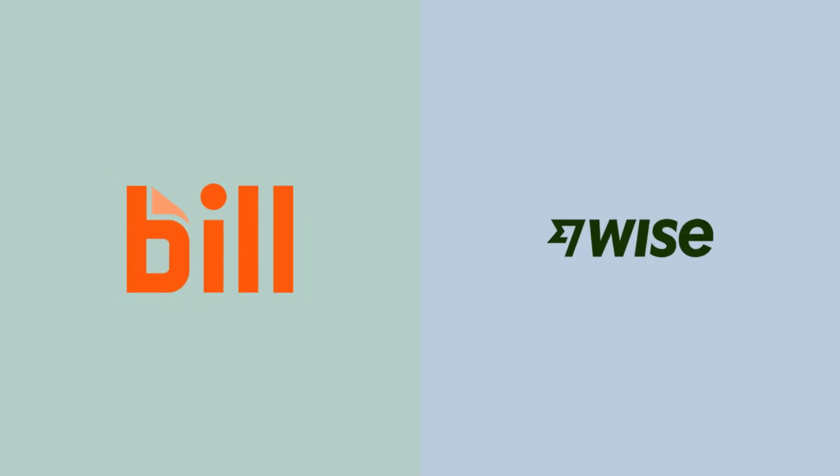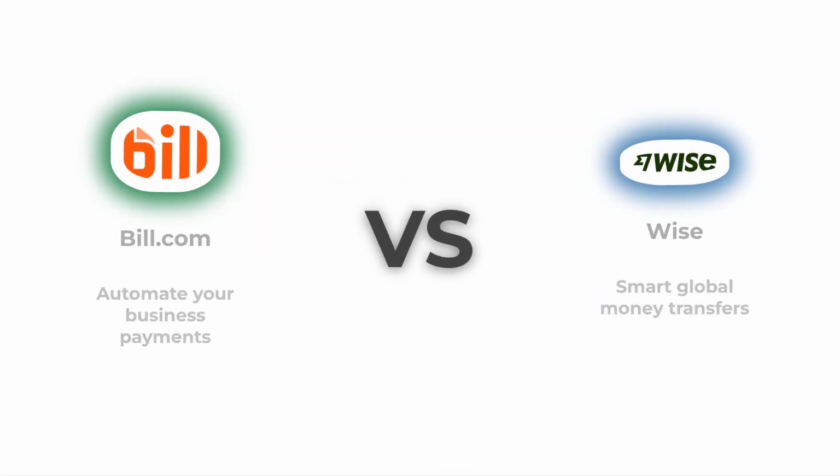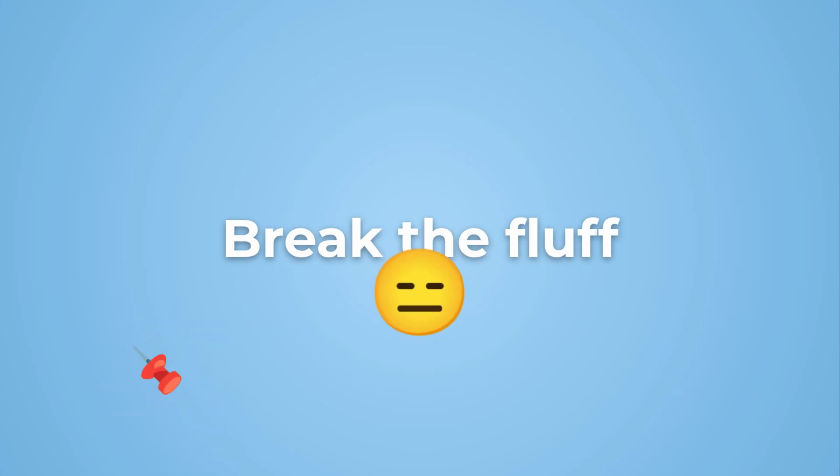Two big players in the world of business payments, but when it comes to Bill.com versus Wise, which one really makes your money move smarter? On one side, Bill.com, built for businesses handling invoices and complex workflows. And on the other, Wise, renowned for global transfers and low fees. We're putting them head-to-head across the stuff you actually care about: fees, features, speed, global usability, integrations, and more.